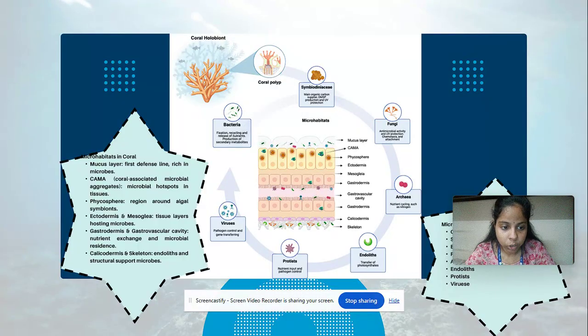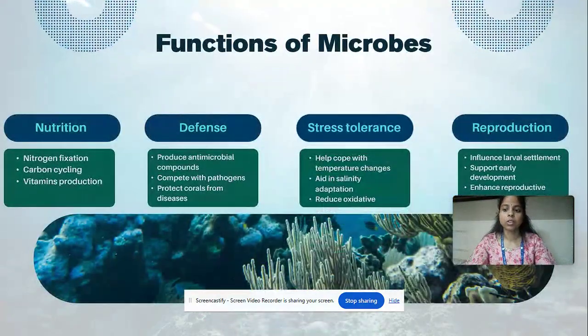Then comes the calicodermis and skeleton. There endoliths are basically found and they provide structural support to the corals. So, what are the functions of these microbes? They help in nutrition, defense, stress tolerance, as well as reproduction.